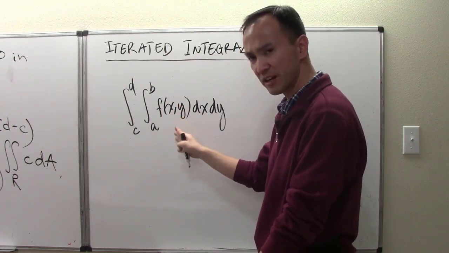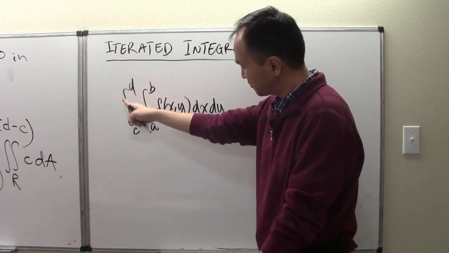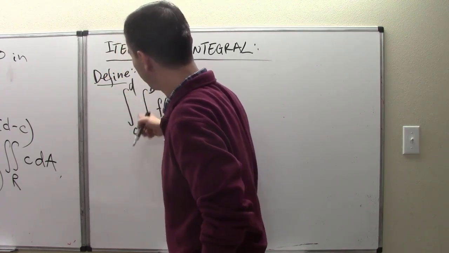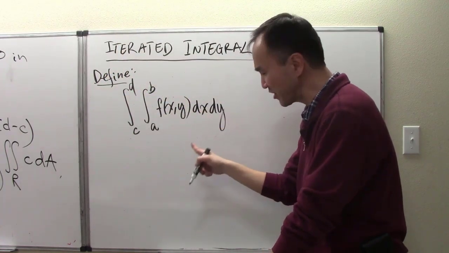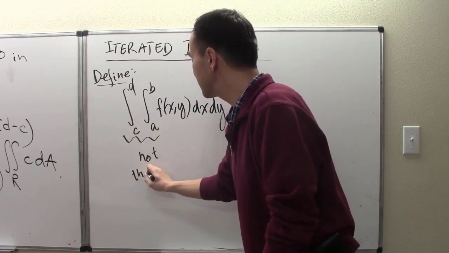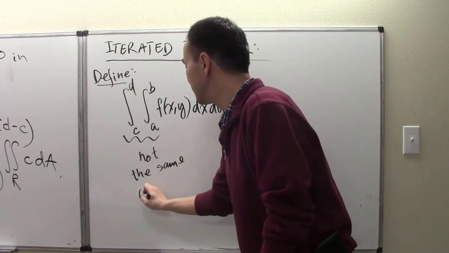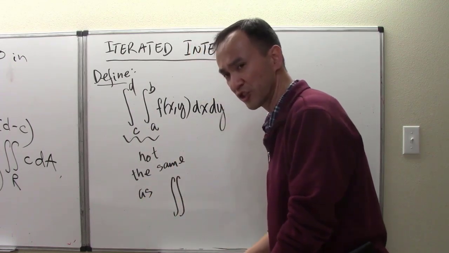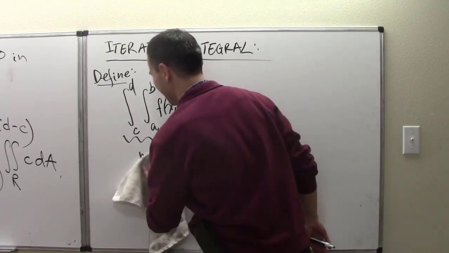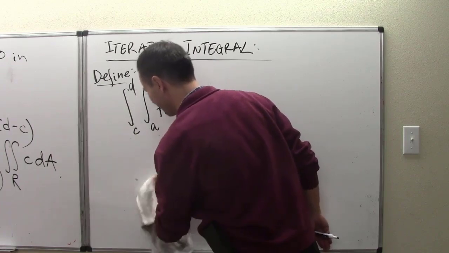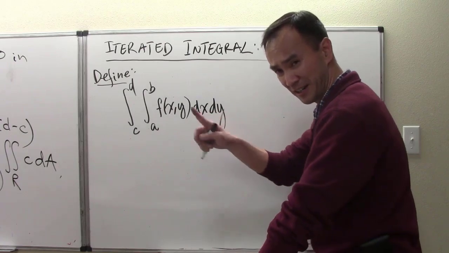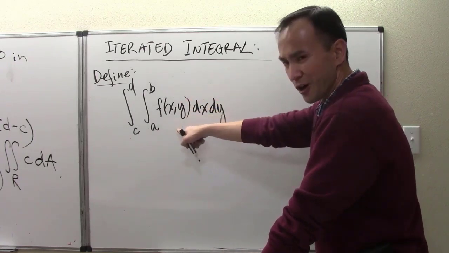But how do we calculate an iterated integral like this? This is how I define it: a picture like this, a setup like this, a notation like this. And again, it's not the same as the one double integral sign over R. Keep that in mind. The reason I emphasize that is that I myself fell into that mistake a few years back in my learning. So this is called an iterated integral.